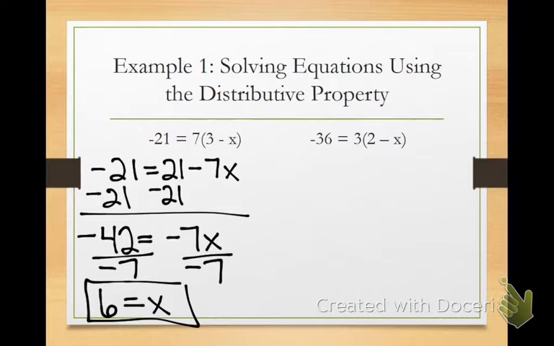All right, go ahead and do the second one on your own. Raise your hand when you have the answer. To do the distributive property first. 3 times 2 is 6. 3 times negative x? Negative 3x.